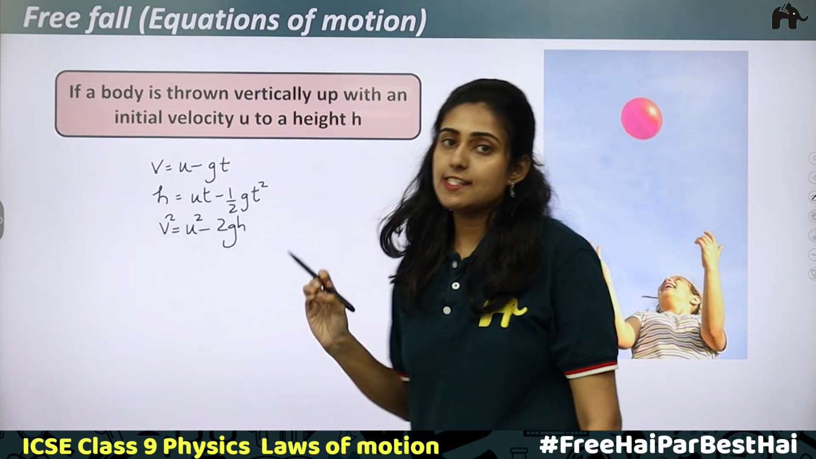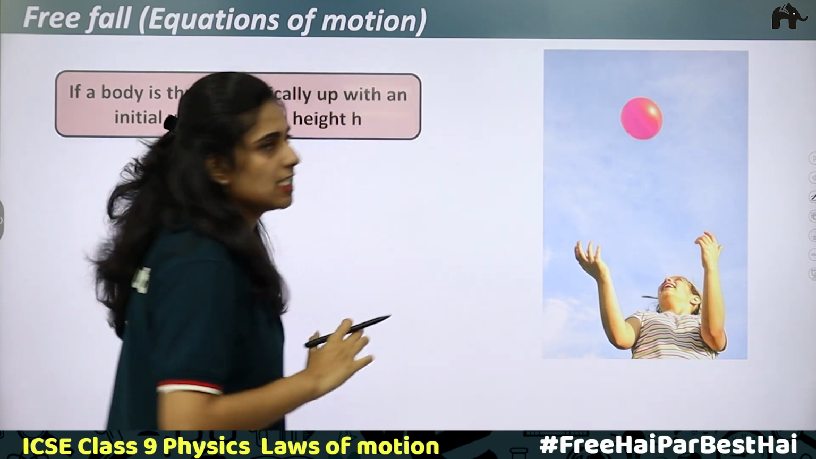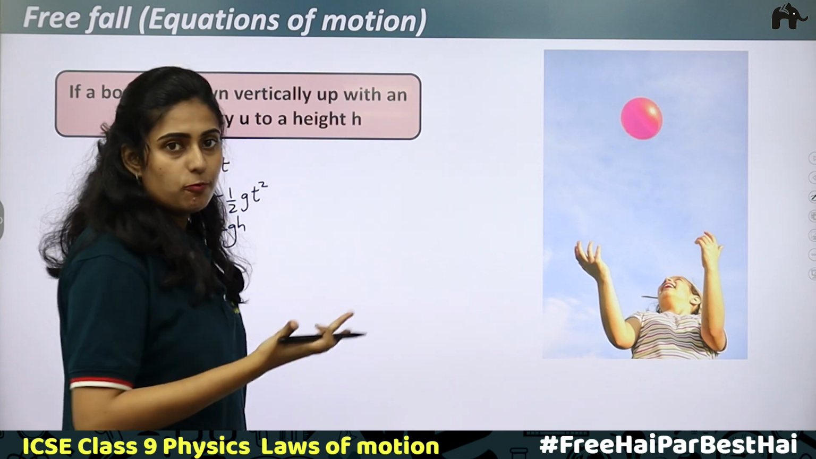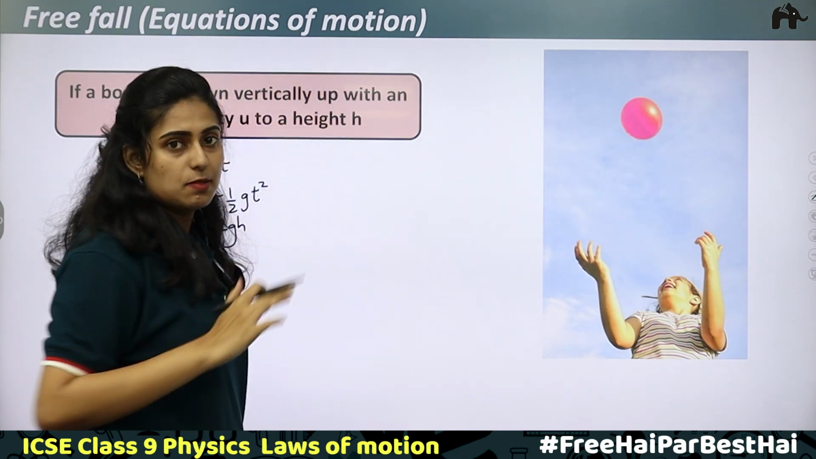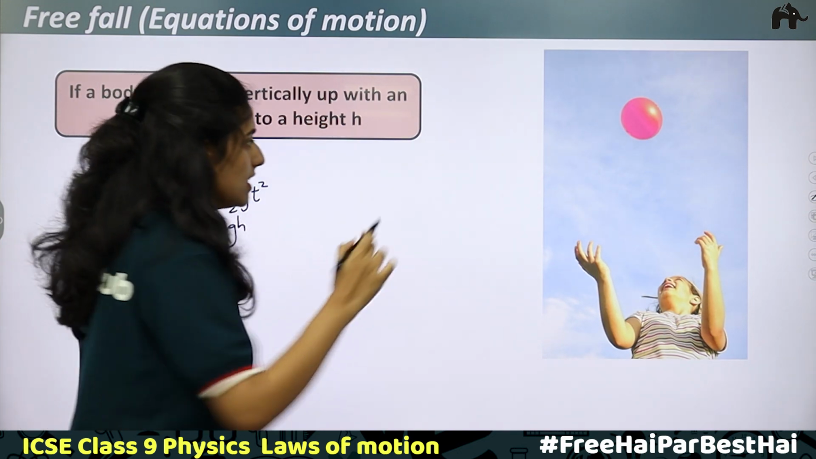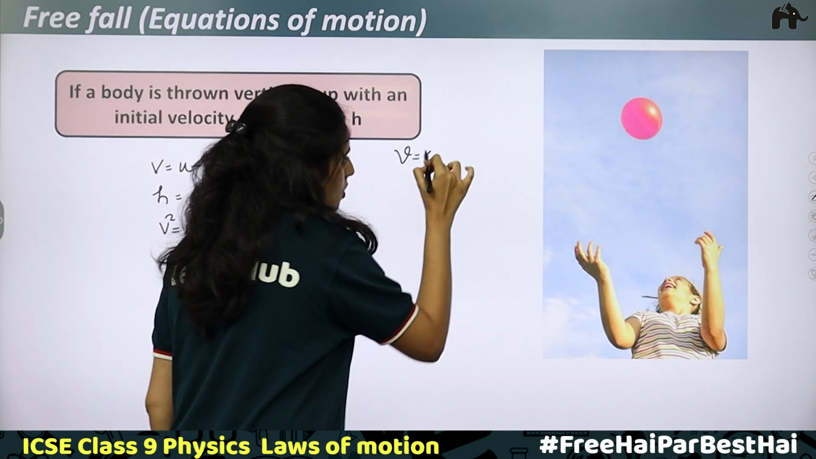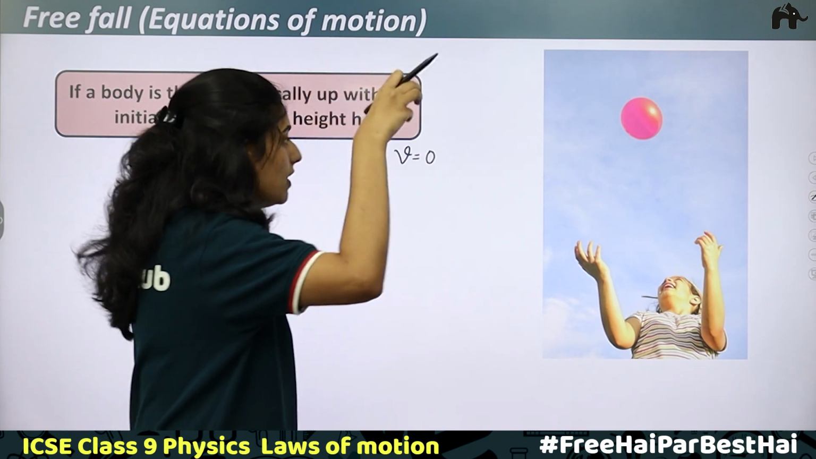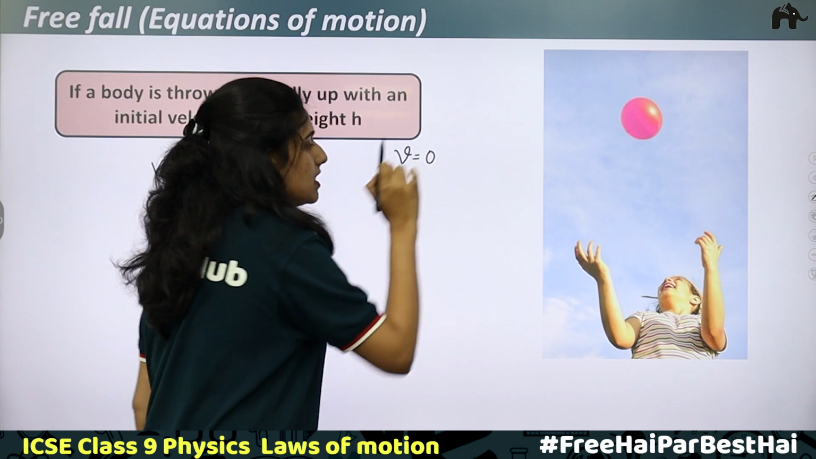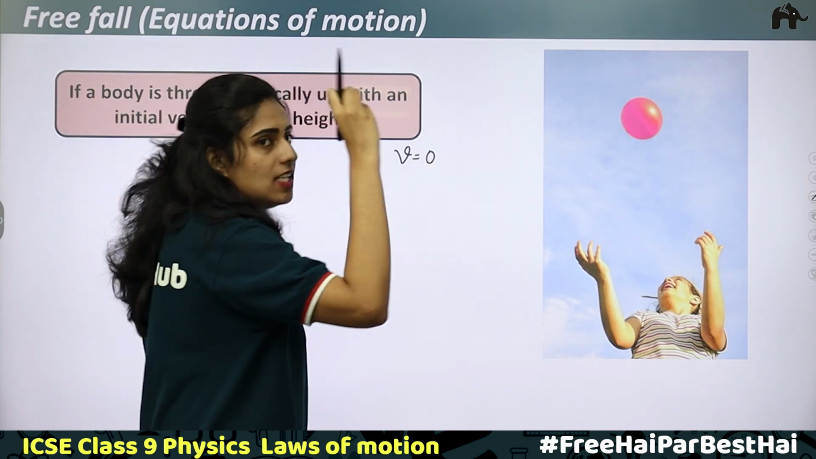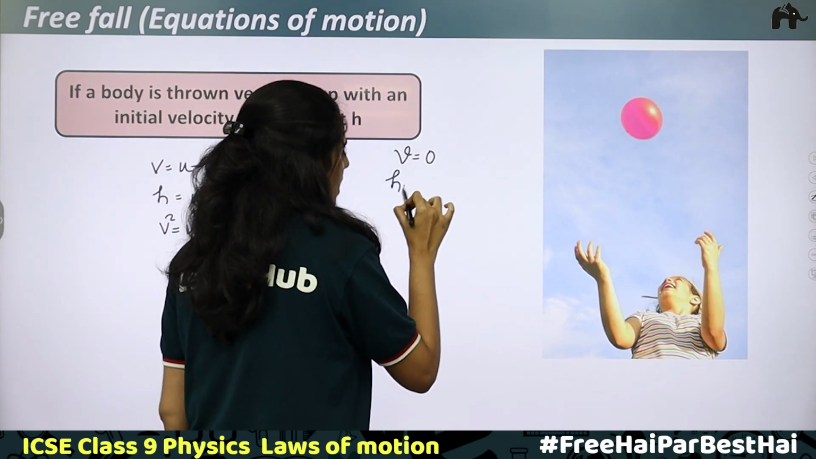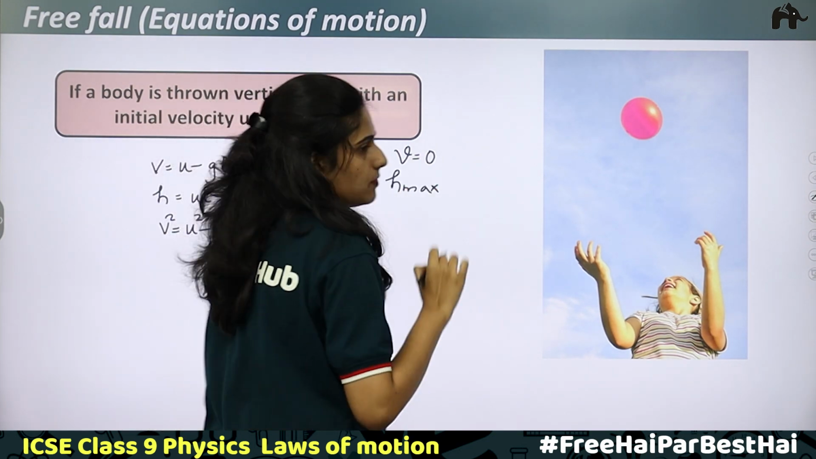Okay, now let's see what is the maximum height reached by the ball. When a ball is thrown upward, we can see that it will reach a maximum height where the velocity will become 0. When the velocity becomes 0, after that what happens? The ball will fall down. It will come to the ground since velocity becomes 0. So when velocity is equal to 0, the body is at its maximum height. Now let's find what this maximum height is, h max.